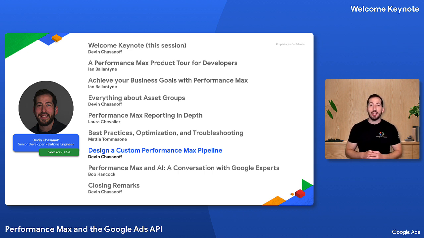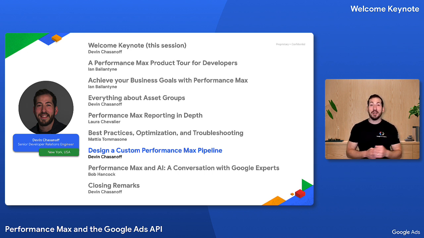By the end of this session, you'll know how to use a simple JSON file to easily create Performance Max campaigns with the Google Ads API at scale. You'll also learn how to perform client-side validation, configure custom settings, automatically fix errors, and much, much more.